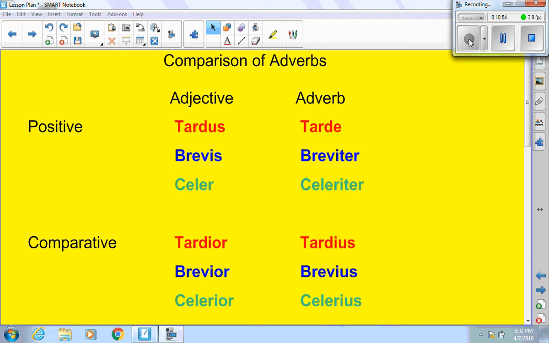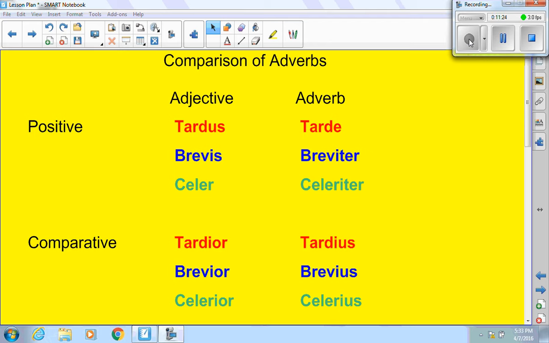Brevis and celer are both third declension. Now, with third declension adjectives, I don't change the US to an E. I take off whatever the base of it is, the IS in this case would leave me brev, and I add ITER. Now, words that don't end in IS, like celer, are just going to have ITER attached to the end of them. This is still positive adjective brevis, and then a positive adverb breviter.